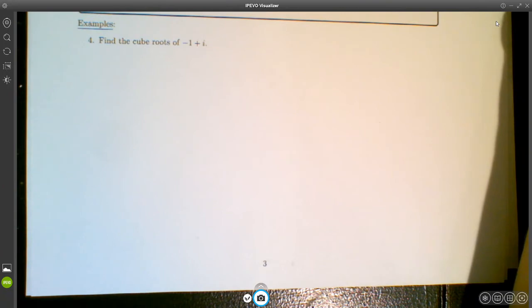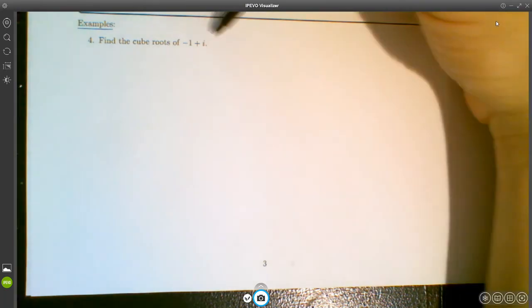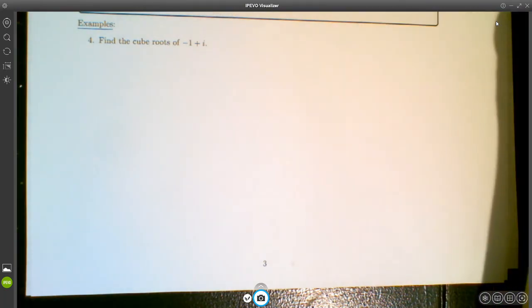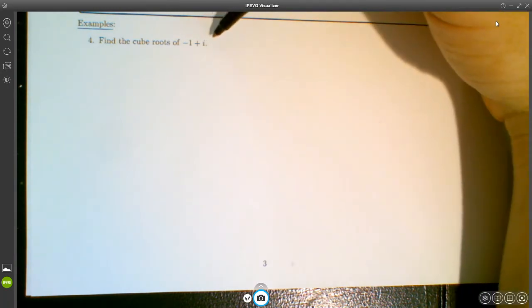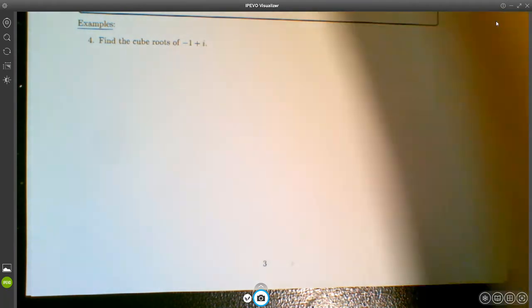Okay, the cube roots of negative 1 plus I. Now, if you tried to do this just algebraically, you'd have to think to yourself, what complex number multiplied by itself 3 times would give me negative 1 plus I? Good luck doing that in your head. Okay, personally, I cannot do that. So what I'm going to do instead is appeal to this corollary of de Moivre.